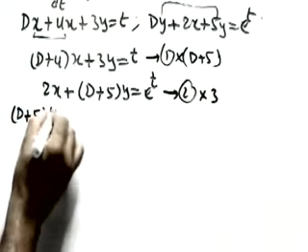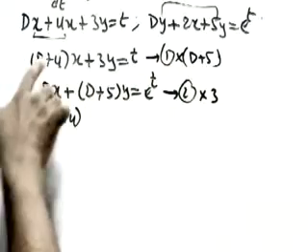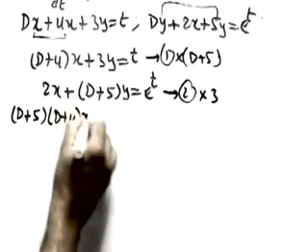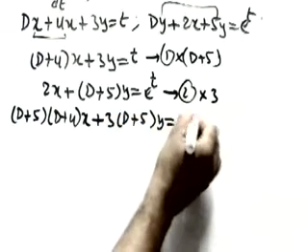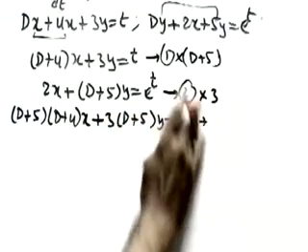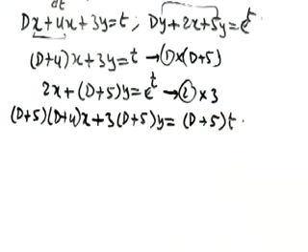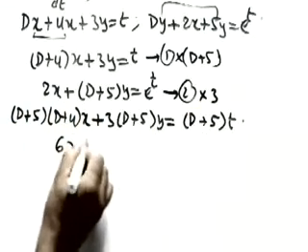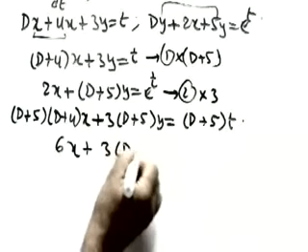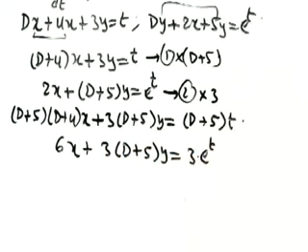So let me multiply D plus 5 into D plus 4 into x plus 3 into D plus 5 into y equals to D plus 5 into t. In the same way you multiply this with 3: 3 2s are 6x plus 3 into D plus 5 into y equals to 3 into e power t.